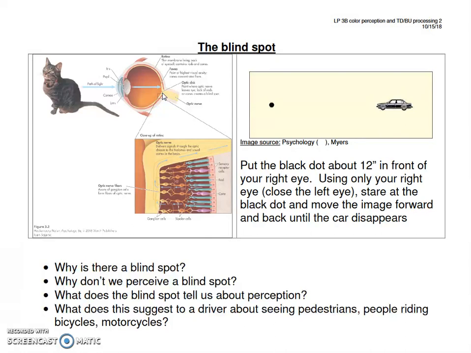So if you can print out these class notes, or you have the book has the spider with a can of Raid. I prefer this one from an old Myers textbook with a car. But what you're supposed to do is if you print it out, put the black dot about a foot away from your right eye, and using only your right eye, closing the left, stare at the black dot and move the image back and forth, move the paper back and forth until the card disappears. For me, it's about 8 inches.